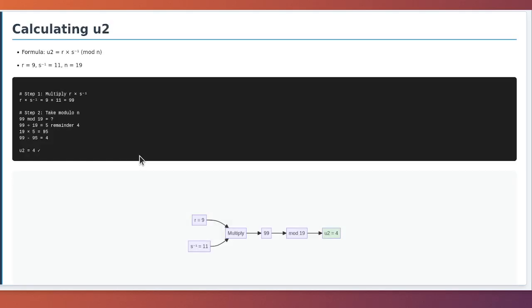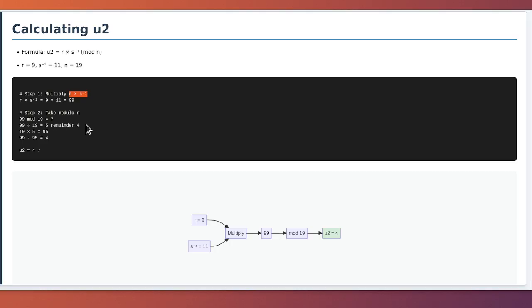Calculating U2. The formula for U2 is U2 equals R times S inverse, all modulo N. We have R equals 9, which is the first component of the signature. We have S inverse equals 11, which we calculated earlier, and N equals 19. Let us compute U2 step by step. First, we multiply R times S inverse. That is 9 times 11. This multiplication gives us 99. So R times S inverse equals 99. Now we take this result modulo N, which is modulo 19.